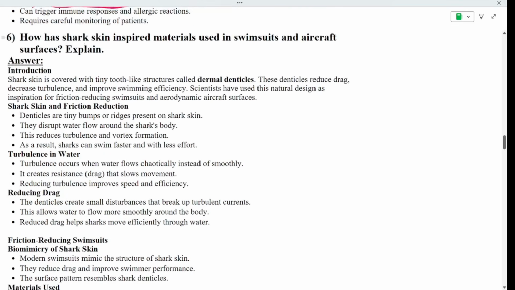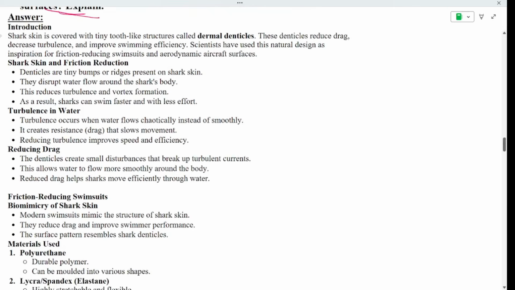Next is about shark skin inspired materials used in swimsuits and aircraft. Shark skin has a tiny tooth structure called dermal denticles. Okay, dermal denticles, this word you remember. They reduce drag, decrease turbulence, and improve swimming efficiency. The scientists have used this natural design as inspiration for friction reducing swimsuits and aerodynamic aircraft surfaces.